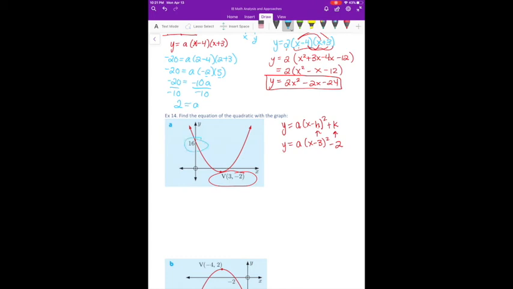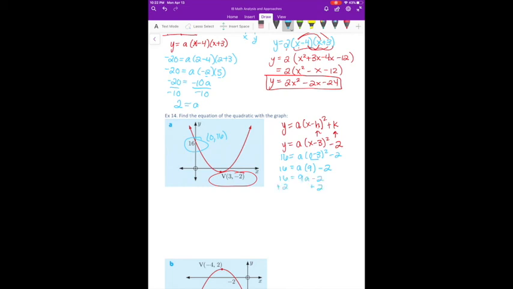I'm given a third point on my graph, so I'm going to go ahead and use, actually a second point in this case, the y-intercept of 0, 16. Plug in 0 for x and 16 for y. So I get 16 equals a times 0 minus 3 squared minus 2. Make sure you follow the order of operations, and you're doing this part first. So 0 minus 3 is negative 3, and then you're squaring it, which is going to be 9. So I got 16 equals 9a minus 2.